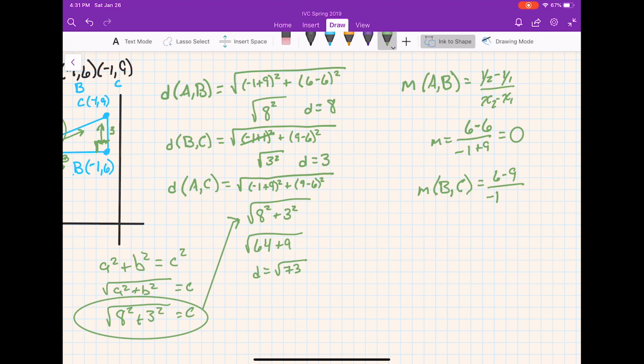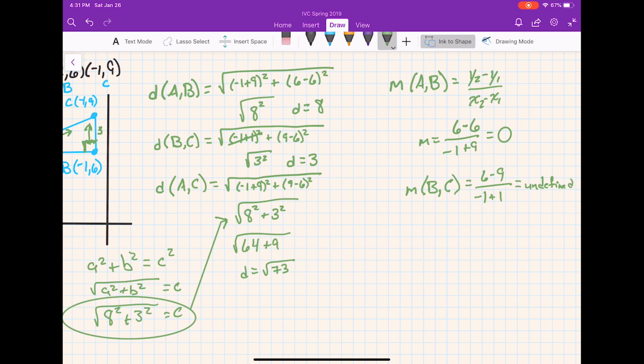And my slope for my other leg that I have theorized as being where the right angle is, BC. So plug in all those numbers to my slope formula, and I get 6 minus 9 over negative 1 plus 1. And that's undefined because I'm going to get 0 in the denominator, right? Well, if I think about this in the space way, I know that this actually equals a vertical line in this case.